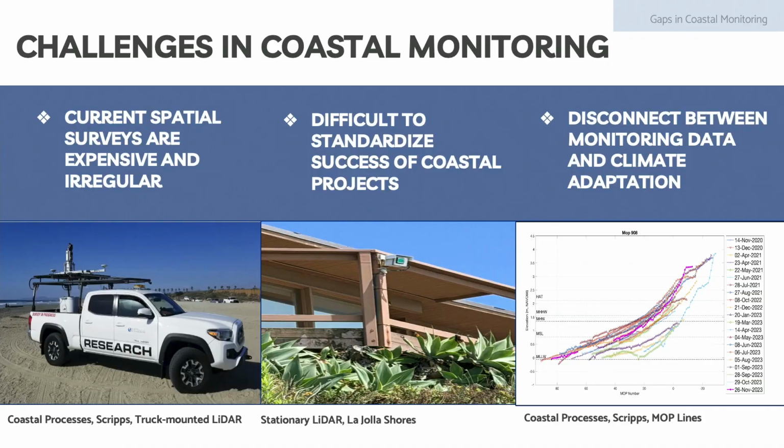I also found that coastal monitoring data rarely makes it into climate adaptation planning. This beach profile was taken from Save Oceanside Sand on the right, a nonprofit specifically run to identify Oceanside's beach loss.